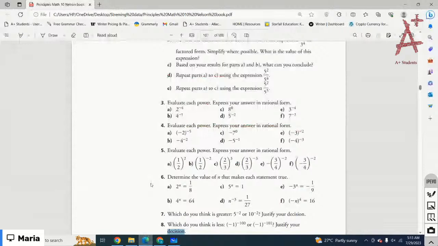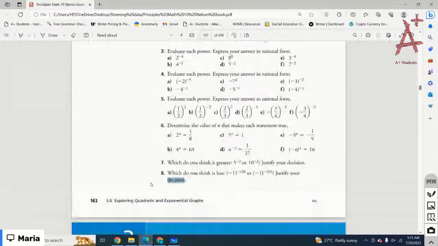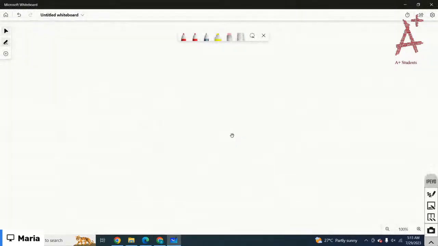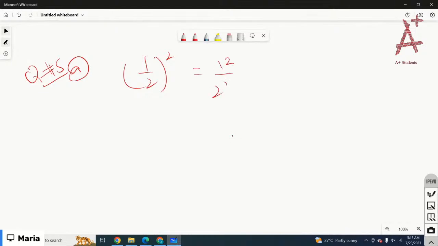Let's start with question number 5. Evaluate each power. Express your answer in rational form. So A is 1 over 2 squared. Question number 5a. 1 over 2 is a fraction and the whole exponent is 2. That means 2 is the exponent of numerator and denominator as well. So you have to do 1 times 1 over 2 times 2. 1 times 1 is 1 and 2 times 2 is 4. So it would be 1 over 4, right?